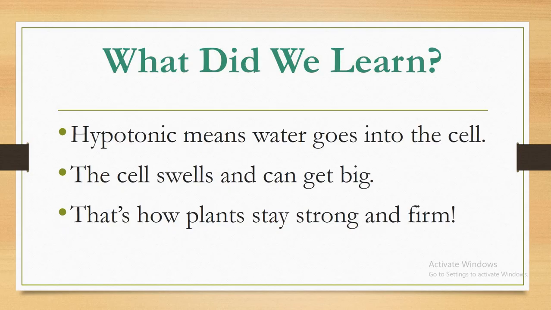What did we learn? Hypotonic means water goes into the cell, it swells and can get big. That's how plants stay strong and firm.